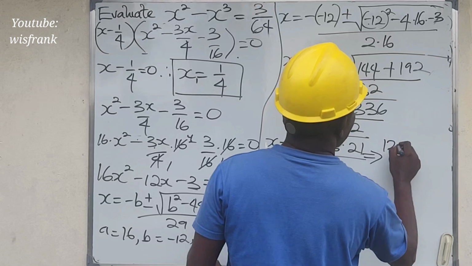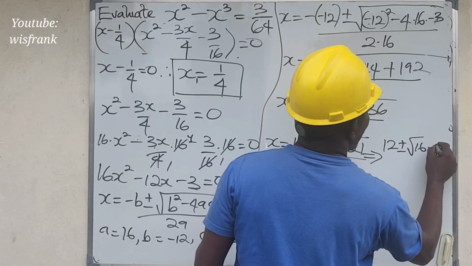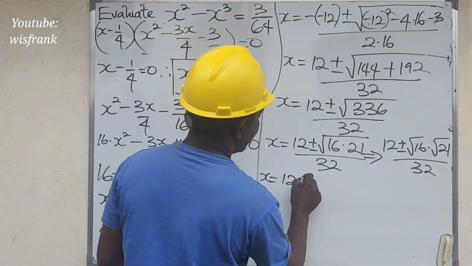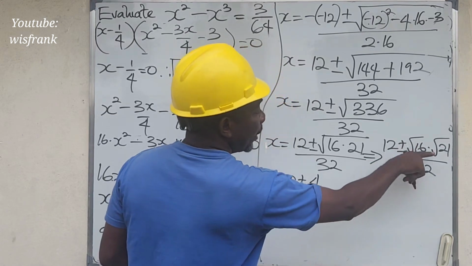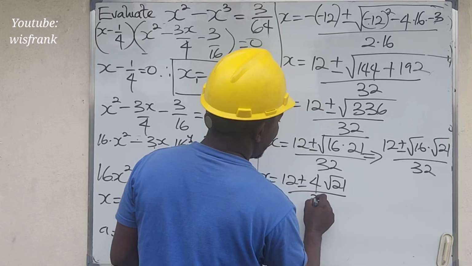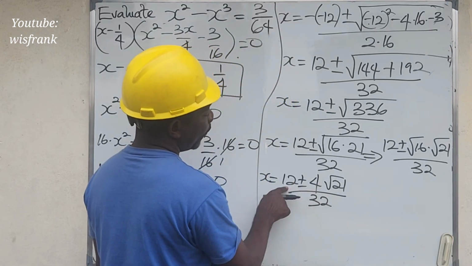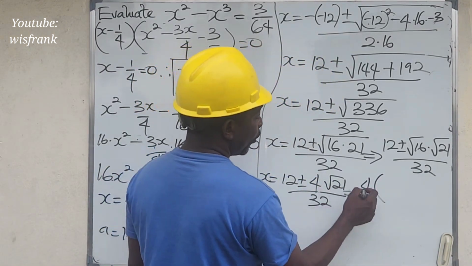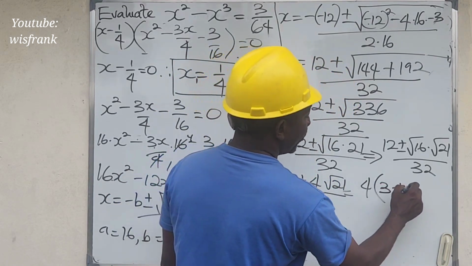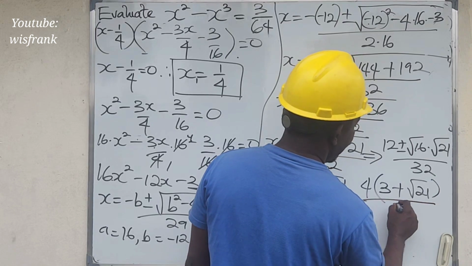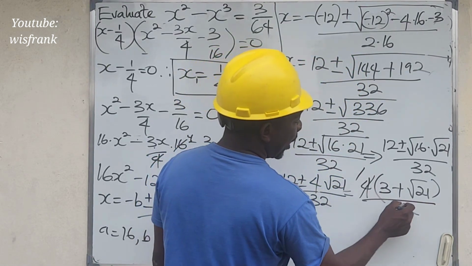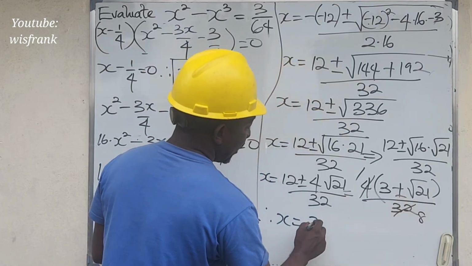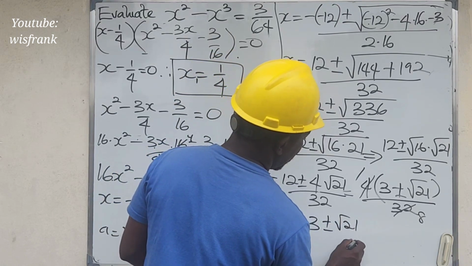This is the same thing as 12 plus or minus square root of 16 times square root of 21 all over 32. In this case, our x equals 12 plus or minus square root of 16 is 4, and we have root 21 all over 32. So from here, we can see that 4 is common. We can factor it out. So this will become 4 into this divided by 4 will give us 3 plus this divided by 4 will remain root 21 all over 32. In this case, 4 will cancel 1 here and 4 will cancel 8. Therefore, our value of x equals plus or minus 3 plus or minus root 21 all over 8.